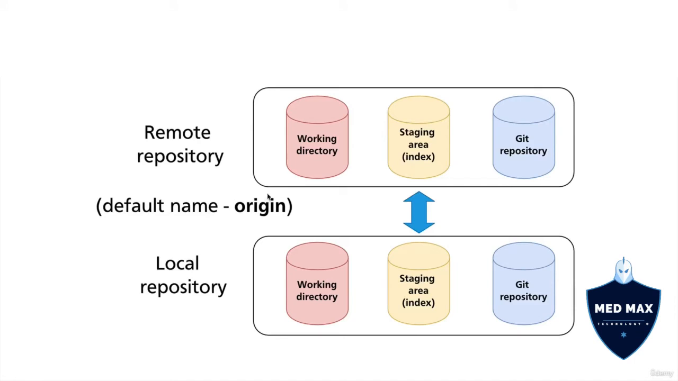Remote repository looks exactly the same as local repository. There are a working directory, staging area, and Git repository, same as locally. And when you connect local repository and remote repository, in the local repository you actually create a new remote. And all remotes have a specific name. The default name for a remote is origin.